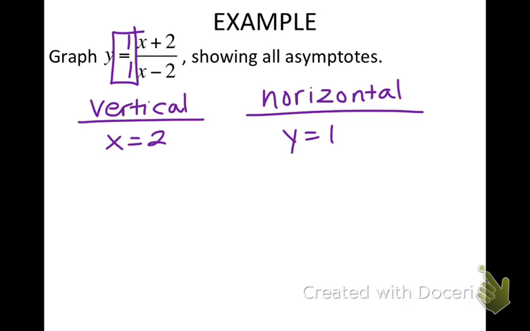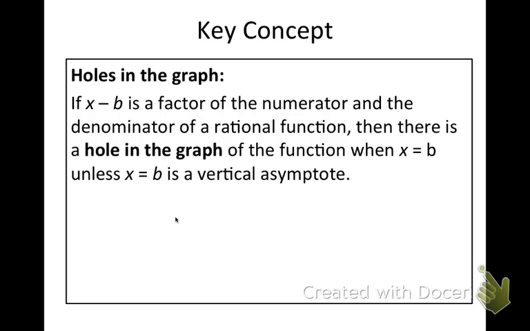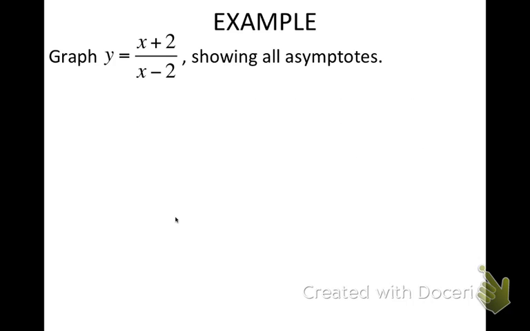If it would have been 2x plus 2, then my horizontal would have been y equals 2. If it would have been 2x plus 2 over 3x minus 2, then my horizontal would have been y equals 2/3. Got it? Okay.